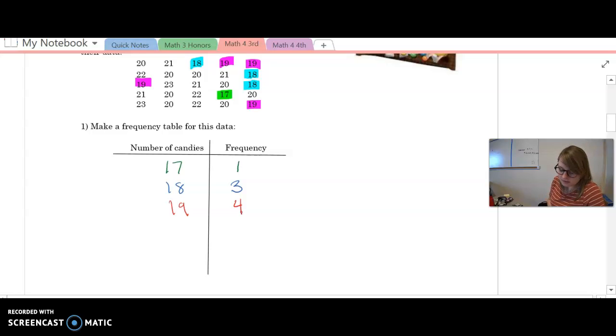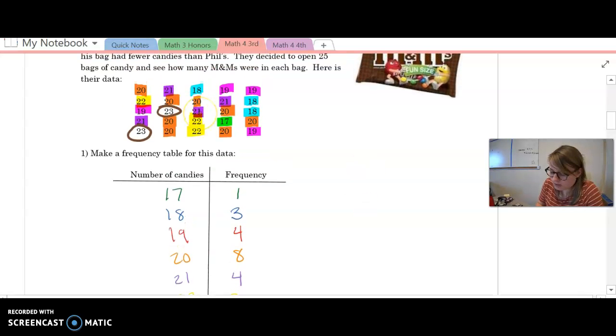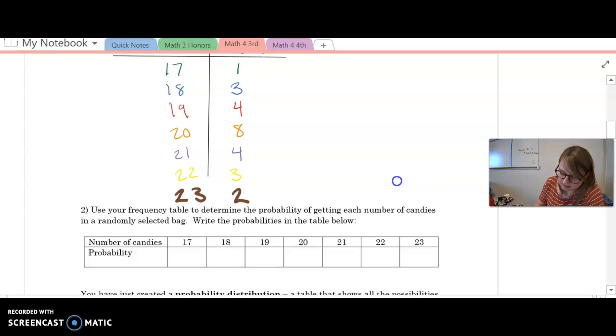Now I want you to pause the video here and fill out the rest of the table. So you're going to do 20, 21, 22, and 23. So pause the video here and fill out the rest of the table. So if you filled out the rest of this table correctly, you should have gotten the following values. So 20 had 8, 21 was a frequency of 4, 22 was a frequency of 3, and 23 was a frequency of 2. So the way to double check that is to make sure you've highlighted every single number, and I did, so I am all good.